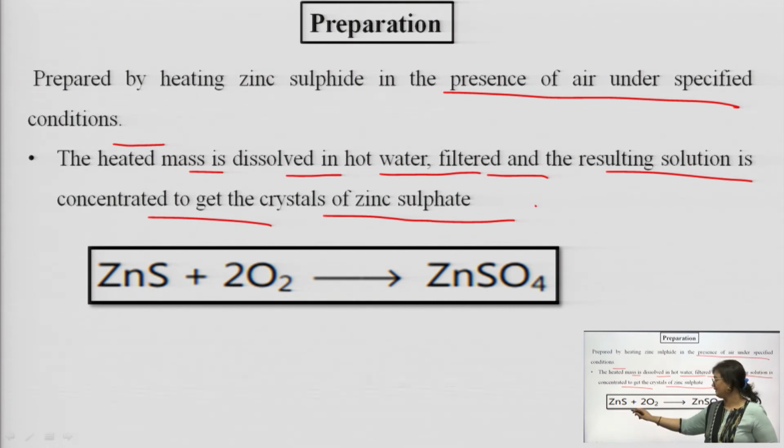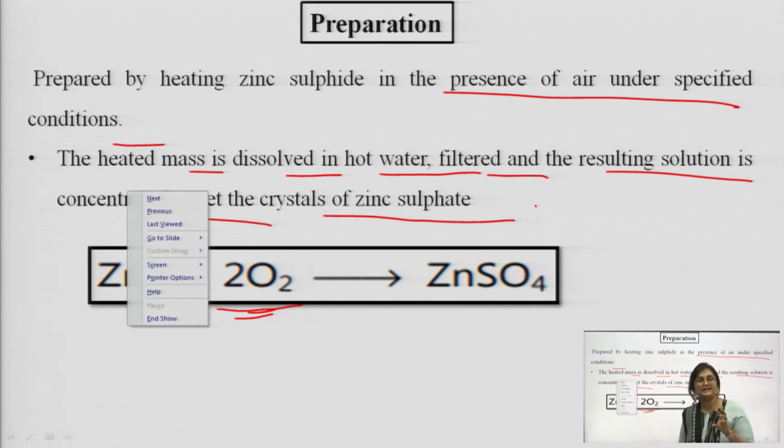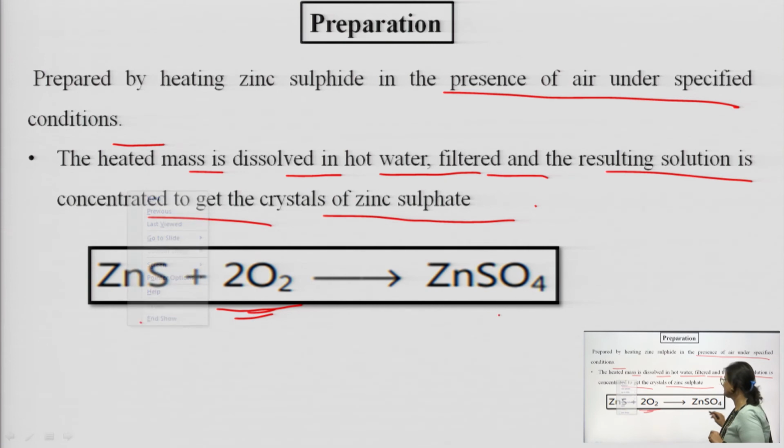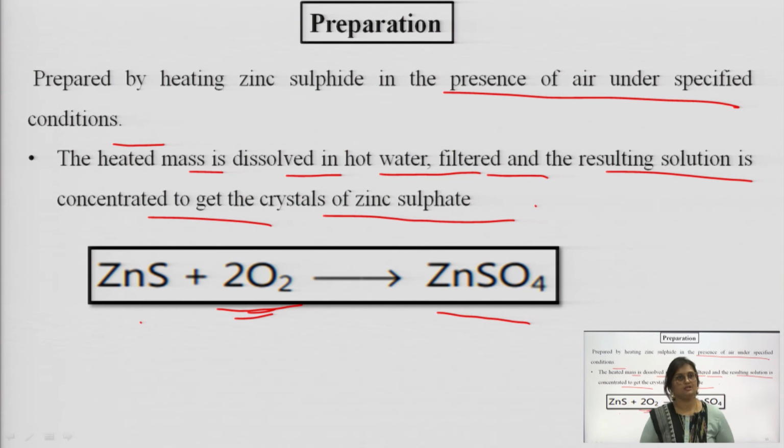So, zinc sulphide, ZnS, at high temperature in the presence of oxygen and water is converted into zinc sulphate, ZnSO4. The resulting solution is then filtered and concentrated to get the crystals of zinc sulphate. Since zinc sulphide is first dissolved in water, the resulting solution is dilute, so it is concentrated first, and then the crystals of zinc sulphate are obtained.